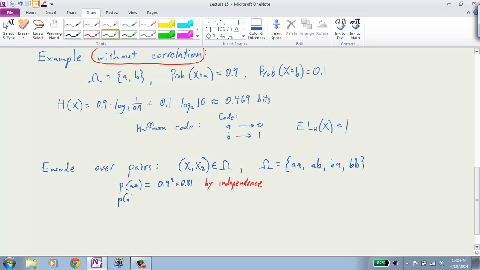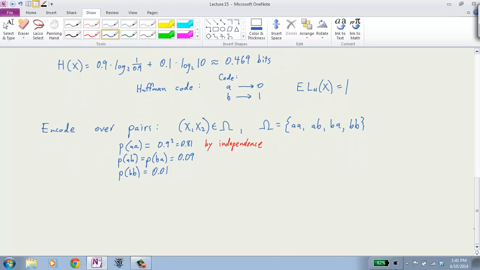Probability of AB, by symmetry, equals probability of BA, and that's going to be the product of the two, so 0.09. And the probability of BB is going to equal 0.01. These add up to 1, because we have to count the second one twice. I just abbreviated there, but we have two different sequences. Okay, so let's do the Huffman code then.